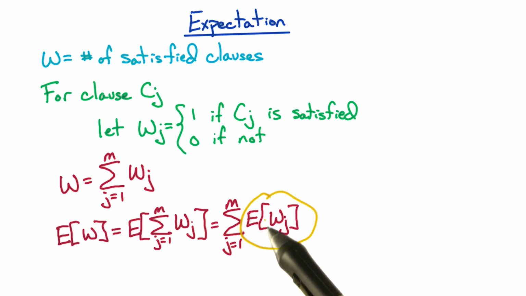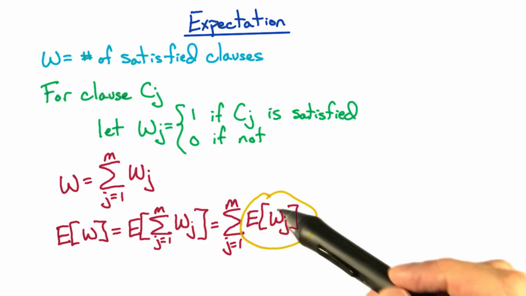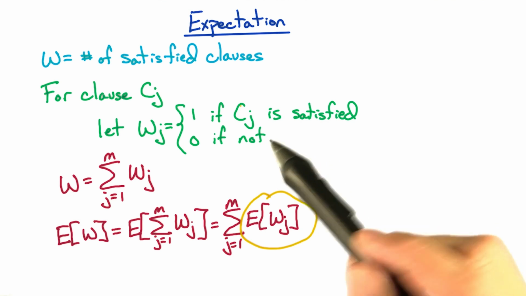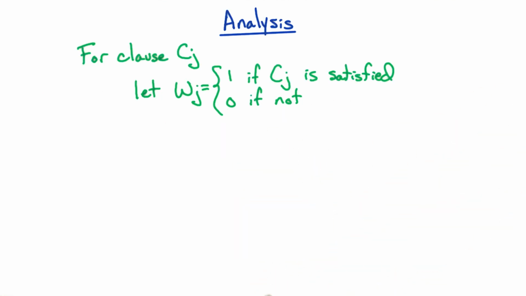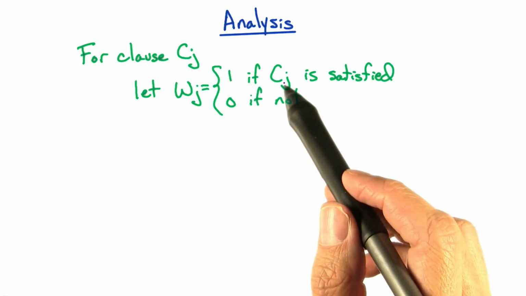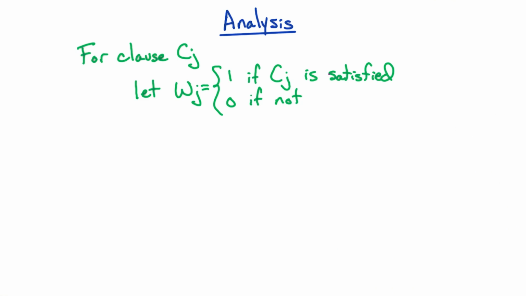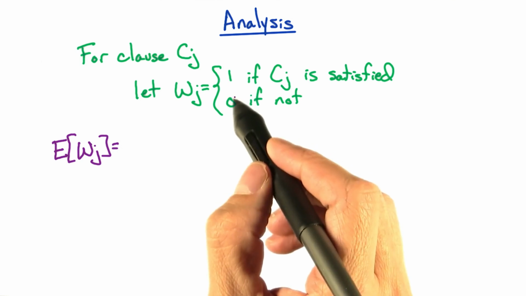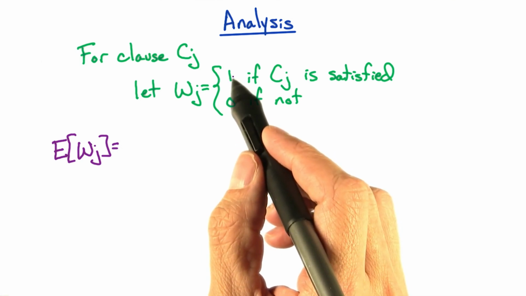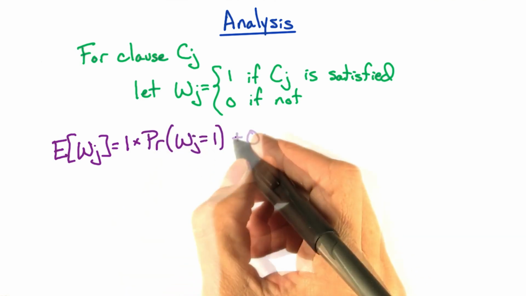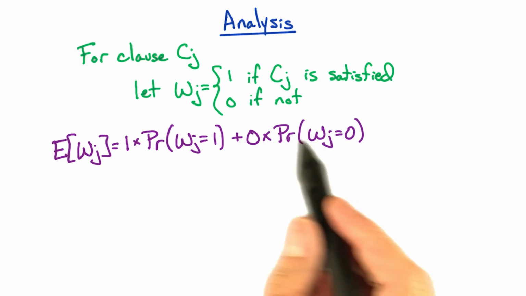Now we can analyze this quantity, the expectation of Wj. Notice this just depends on the clause Cj. It doesn't have anything to do with the other clauses. So now we can focus on this clause in isolation. We don't have to look at any of the other clauses. We're looking at this random variable W sub j, which takes value 1 or 0, depending on whether the clause Cj is satisfied or not by the random assignment. We want to analyze the expectation of W sub j. So we take the two possible values weighted by the probability of achieving that value. So we have value 1 times the probability that Wj equals 1 plus 0 times the probability that Wj equals 0.